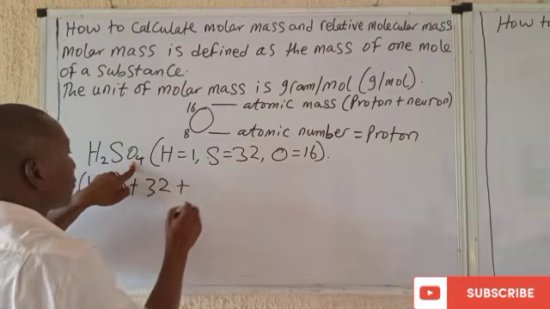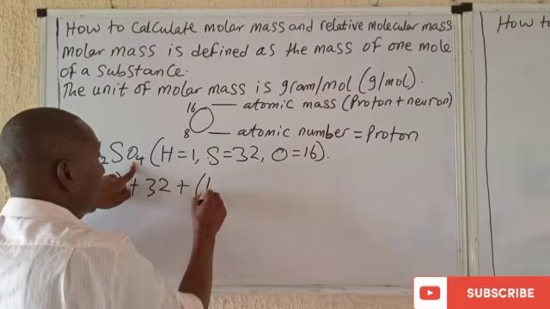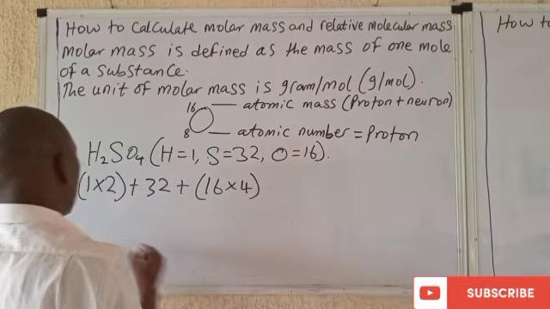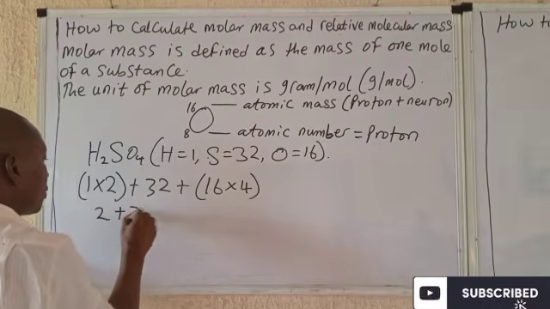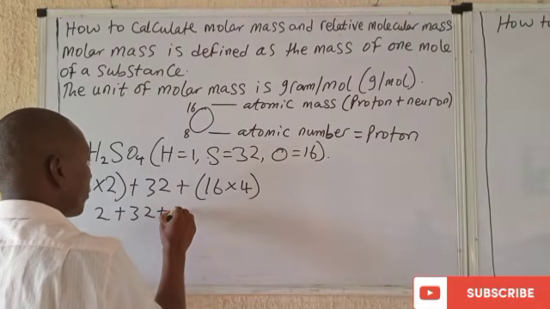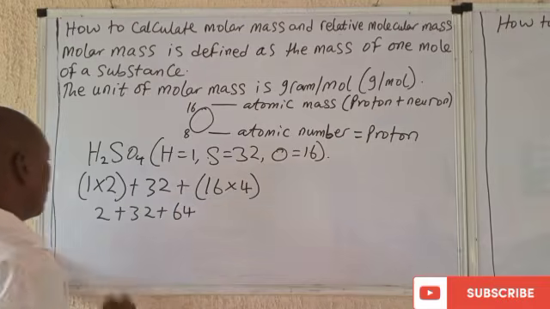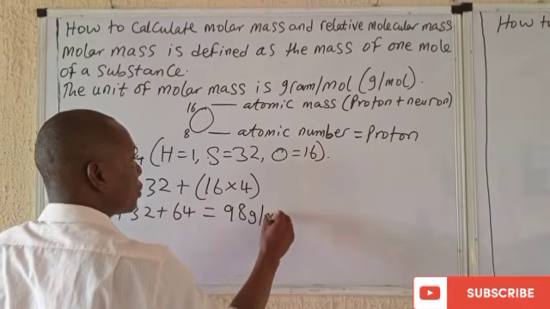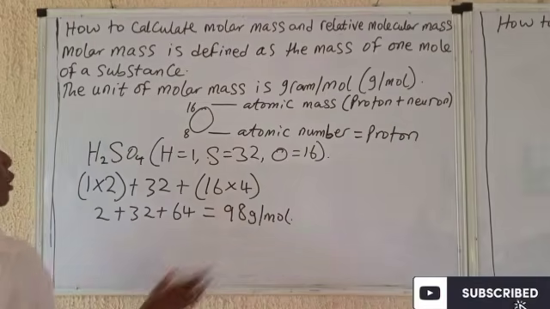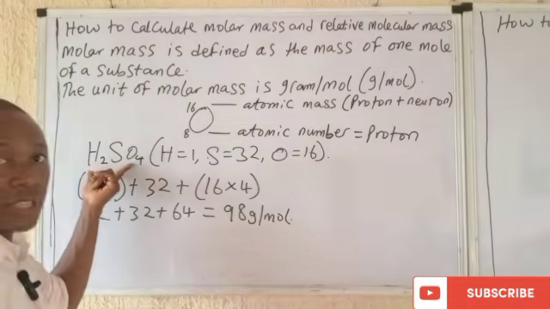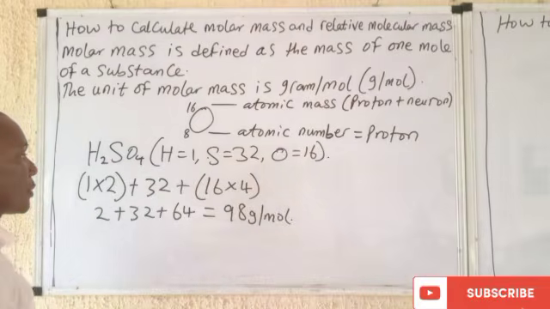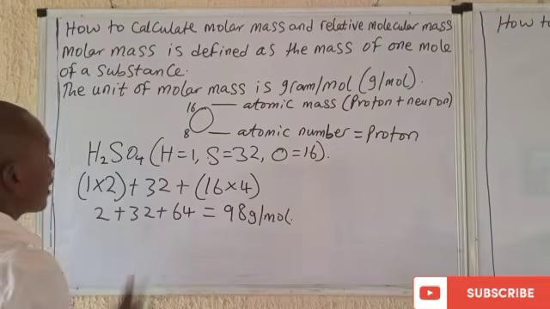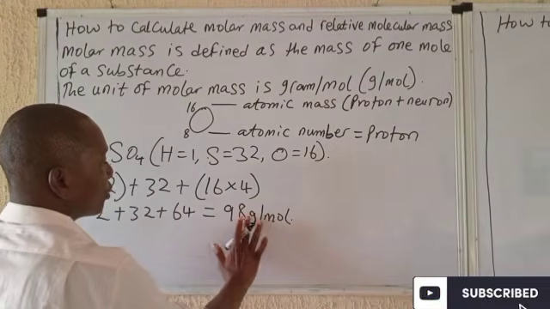Plus O, how many? O is 16, right? Times 4. Our answer is 2 plus 32 plus 64, and our final answer is 98 gram per mole. So this is the molar mass of sulfuric acid. All right, please note this. If you are asked to calculate the relative molecular mass of this compound, you follow this same format, but there is no unit, so you have to remove this.